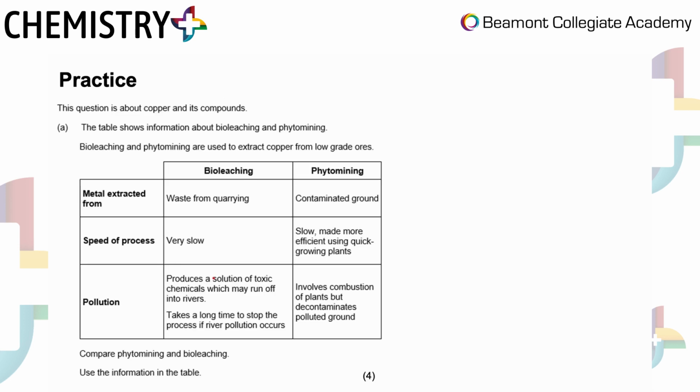Final practice. This question is about copper and its compounds. The table shows information about bioleaching and phytomining. Bioleaching and phytomining are used to extract copper from low-grade ores. So we have this information presented to us in a table. It states, compare phytomining and bioleaching and use information from this table. Compare. Maybe think about words you could use to compare and information you could extract from the table. You could highlight this before you move on. Pause the video and have a go.